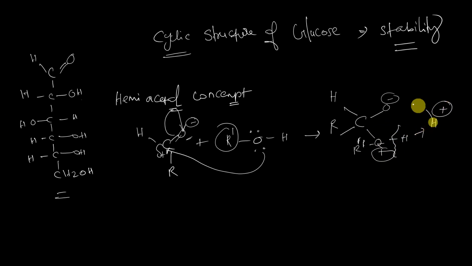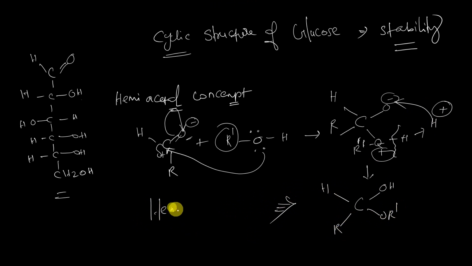So this H plus goes and makes a bond with O minus. So the structure will be C, OH, OR dash, R and H. So this form is called the hemiacetal form. This form is called a hemiacetal form.